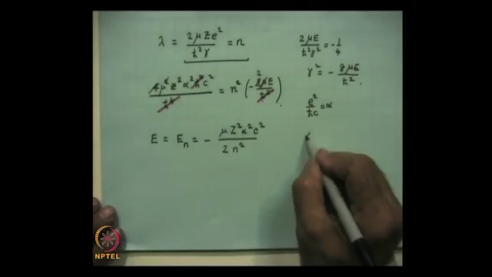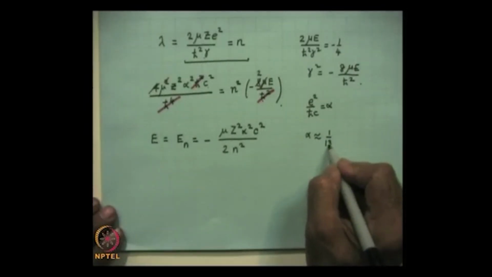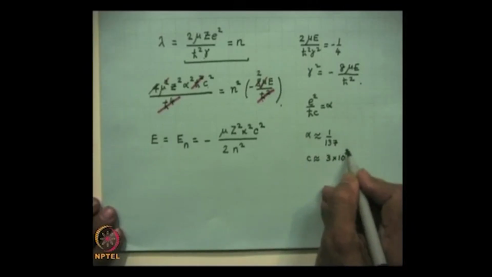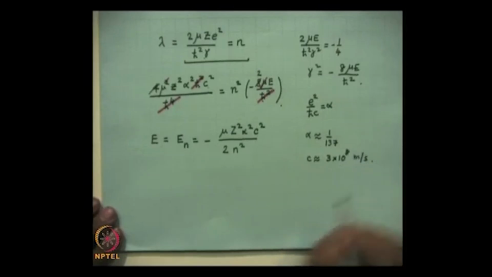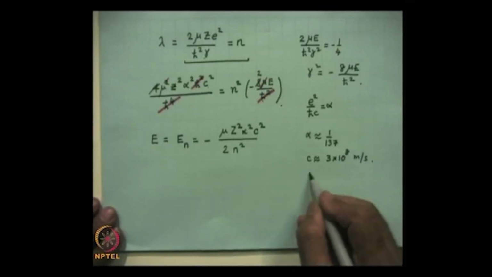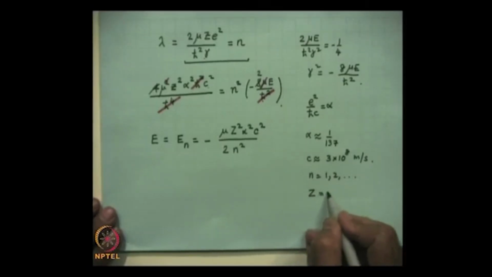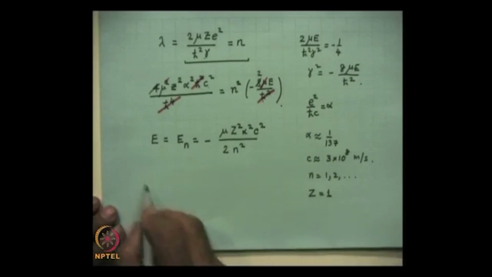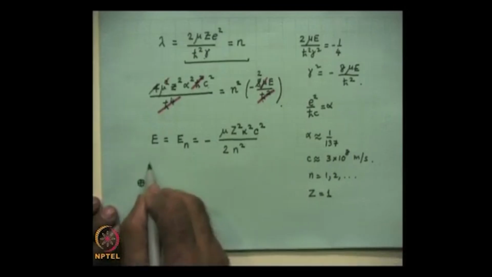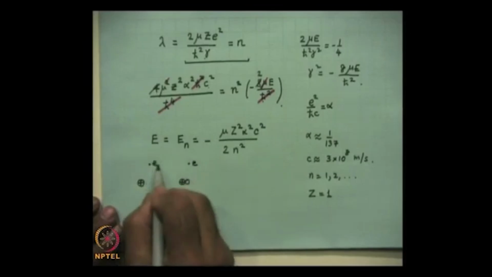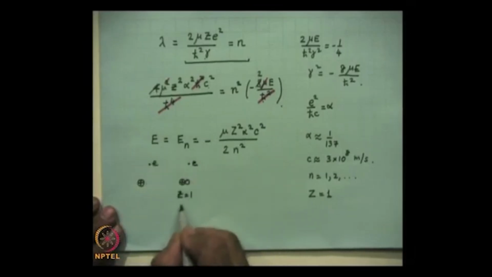And alpha, as we know, is about 1 over 137. c is approximately 3 into 10 to the power of 8 meters per second, and n can take values 1, 2, 3, and for the hydrogen atom Z is equal to 1. For the deuterium atom Z is equal to 1, because the hydrogen atom is 1 proton and 1 electron. The deuterium atom is 1 proton and 1 neutron and the electron. So, here also Z is equal to 1 for the deuterium atom.